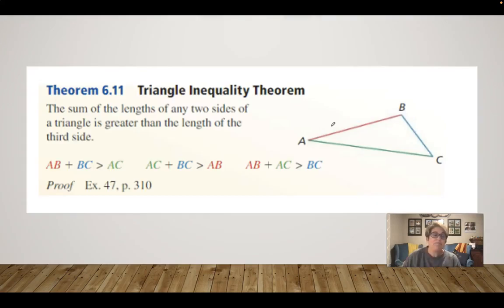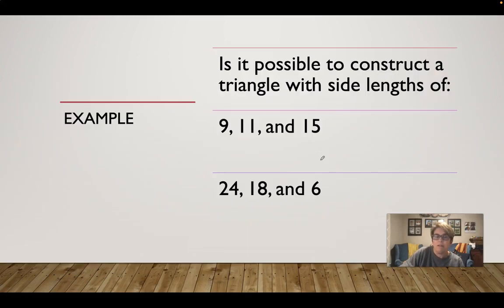One last thing. Okay. Triangle inequality theorem. The sum of the lengths of any two sides of a triangle is greater than the length of the third side. If you have a triangle, then two of its sides, when I add them together, has to be greater than the third. And this works for all sets of the sides. So AB plus BC has to be greater than AC. AC plus BC has to be greater than AB. AB plus AC has to be greater than BC.